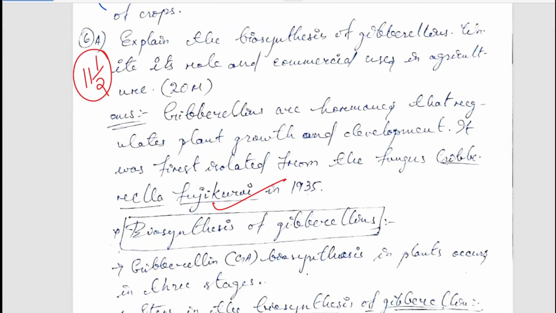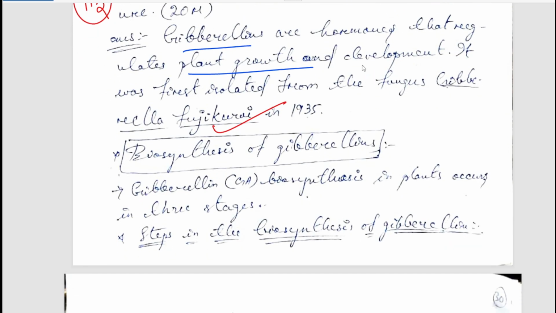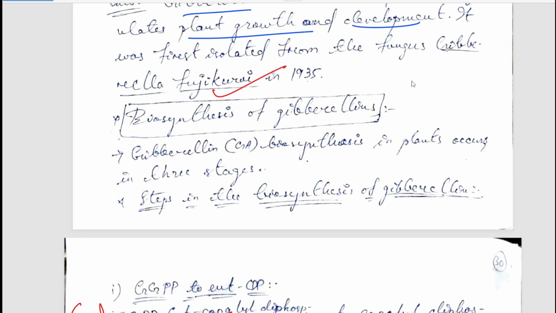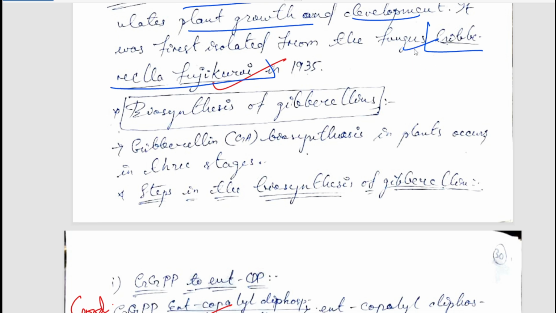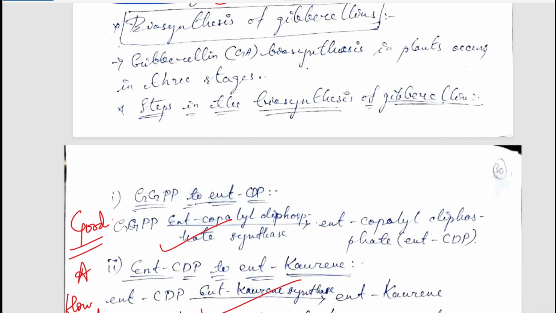The next question is, explain the biosynthesis of gibberellins and write its role and commercial use in agriculture. So obviously we all know that gibberellin is a growth hormone, generally helping in plant growth and development, and it is isolated from a fungus, Gibberella fujikuroi. It was first extracted from this fungus, that is why it is named gibberellin. Now its biosynthesis has been mentioned.